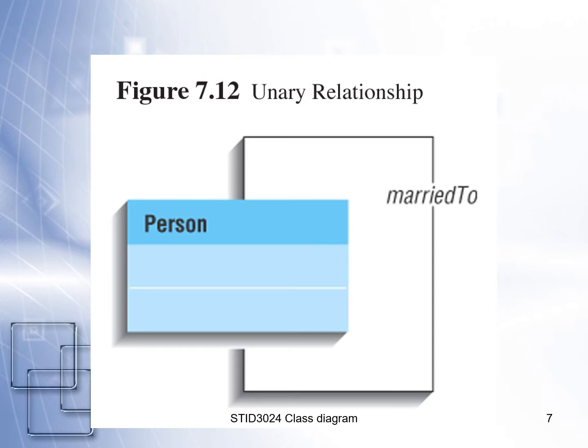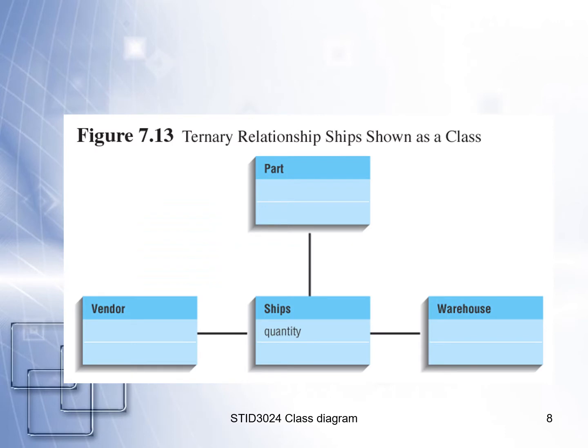So this is a unary, where there's only one class, an object of a class, and you want to show the relationship between the same object. For example, a person is married to a person. So you can also draw it to the person object and show the relationship. But the best way is to draw it this way. This is ternary. Ternary means three. Meaning that there are several classes together, and this is showing the relationship.